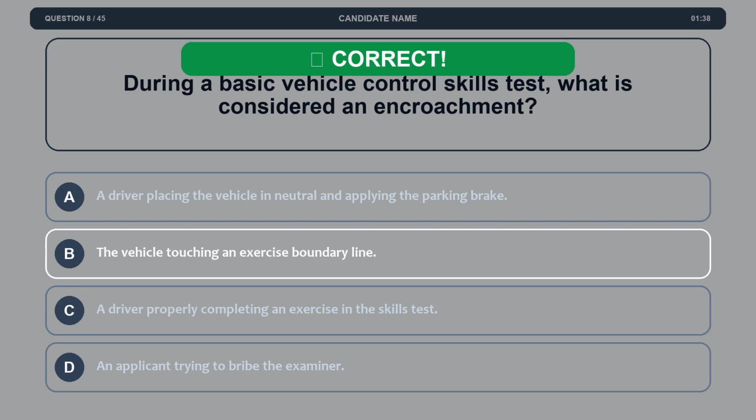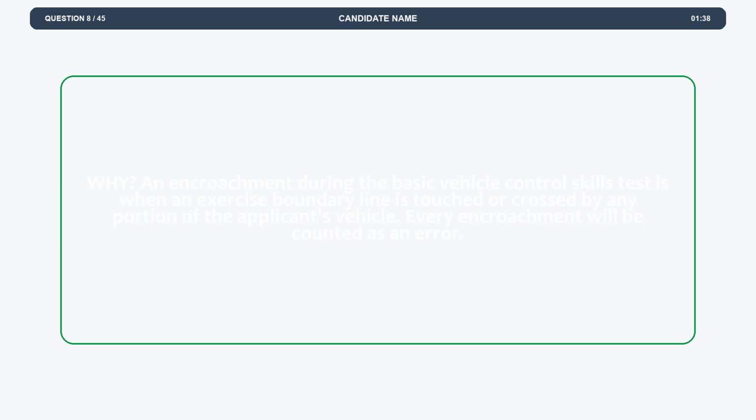The correct answer is option B. The vehicle touching an exercise boundary line. Explanation. An encroachment during the basic vehicle control skills test is when an exercise boundary line is touched or crossed by any portion of the applicant's vehicle. Every encroachment will be counted as an error.